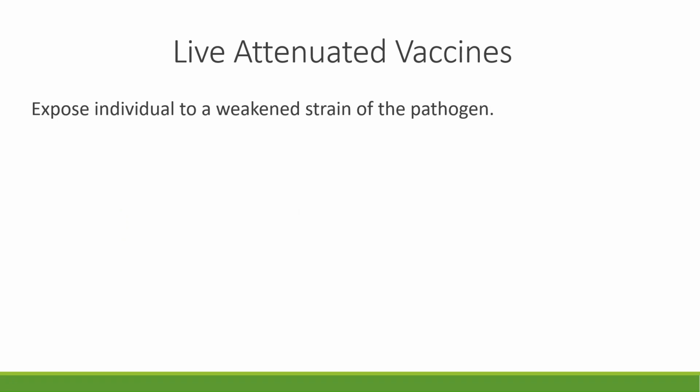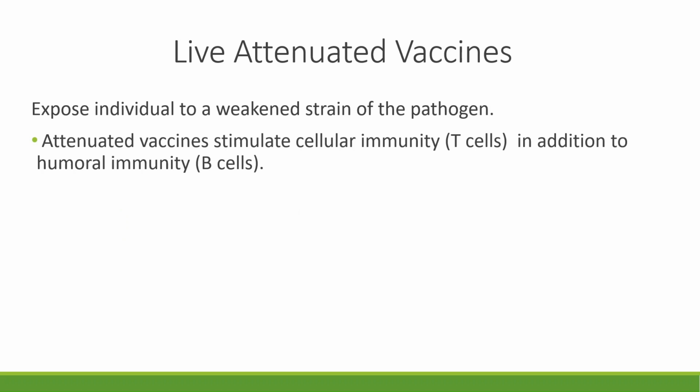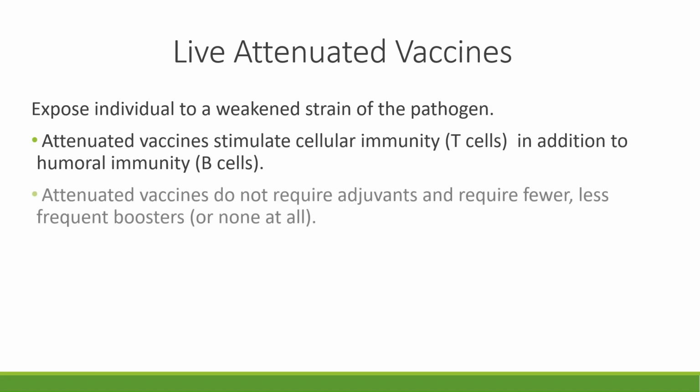Live attenuated vaccines expose an individual to a weakened strain of a pathogen, and that allows the immune system to develop protection without causing a severe disease. These vaccines are really good at eliciting a good, strong response. They stimulate both cellular immunity, that's the T cells, and humoral immunity, the B cells, leading to a strong and lasting immune response. Because they use a live but weakened pathogen, or an active one in the case of viruses, they do not require adjuvants, and often they need fewer boosters or none at all.